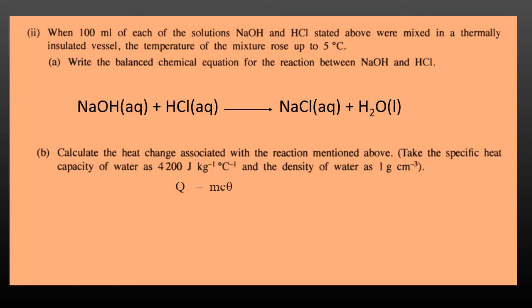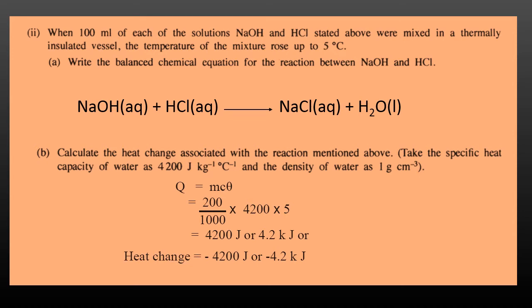m is the mass. Mass is 200 in grams, in kilograms, 200 upon 1000. Specific heat capacity 4200. Change of temperature is 5. So you can apply and simplify. Then you will get 4200 joules or 4.2 kilojoules. So heat change equals minus 4200 joules or minus 4.2 kilojoules.